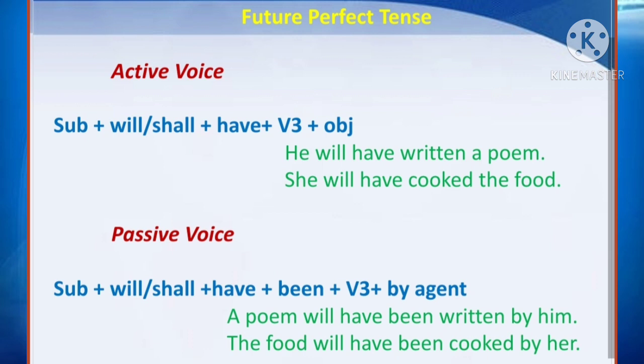A poem plus will plus have plus been plus written. Written is a V3 or the past participle form of write, plus by agent, by him. Next sentence, the food will have been cooked. Cooked is a V3 form of cook, plus by agent, by her.